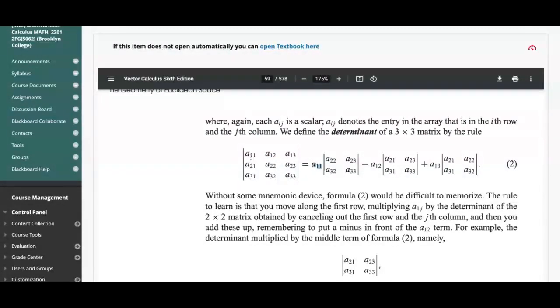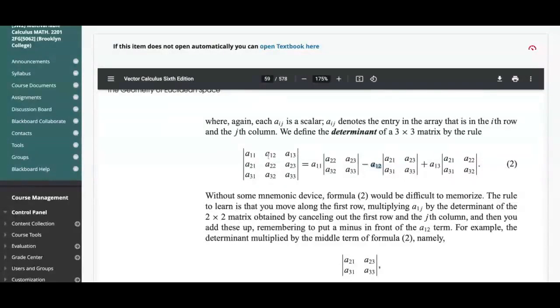A11, the position is the first row and first column. So 1 plus 1 is 2. It's an even number. If it's an even number, it gets to be positive. We work with A12 position, 1 plus 2 is odd. So that introduces a negative sign.